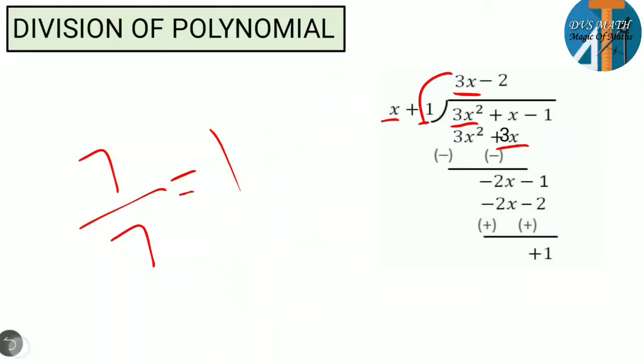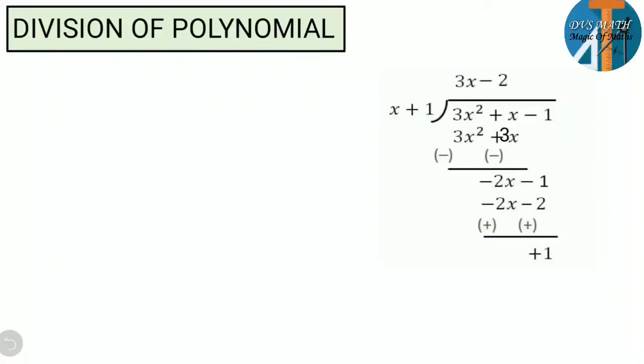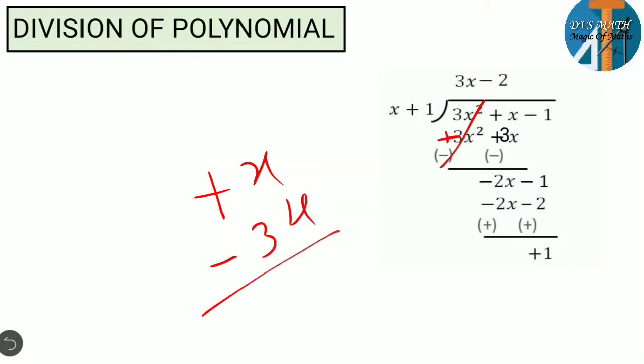You have to subtract, and when subtracting, you have to change the sign. First you multiply x into 3x, which is 3x square, and 1 into 3x, which is 3x. Here it is plus 3x square plus 3x. If it is plus 3x square, you have to consider it as minus, and plus 3x becomes minus 3x. So plus 3x square minus 3x square cancels. Observe here, plus x minus 3x.